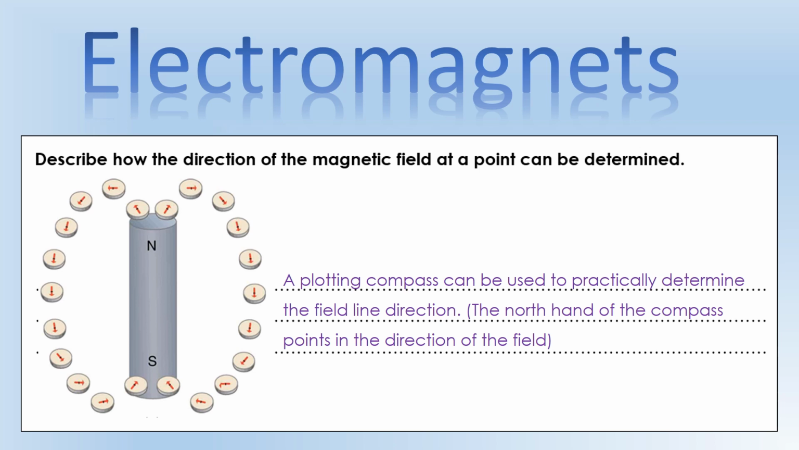A plotting compass essentially has a needle with a tiny magnet on it, and that points in the direction of the field. So by moving a plotting compass around or using lots of plotting compasses, we can determine the direction of a field line at a given point, as the north pole of the compass will point in that direction. So this is how we've been able to put arrows on our diagrams. We found this out using a plotting compass.